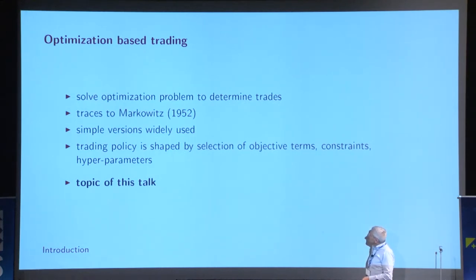And the idea is that the trading policy is going to be... because that's actually a policy. What's going to happen is you'll update information, predictions and forecasts, and then you'll solve an optimization problem. That is the policy in the stochastic control setting. The trading policy is going to be shaped by selection of the objective terms, constraints, and hyperparameters. And so this is what I'm going to talk about.